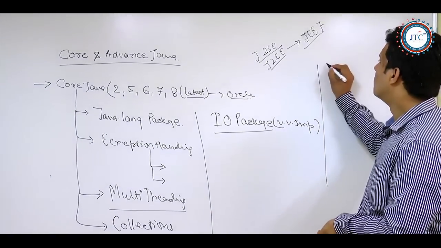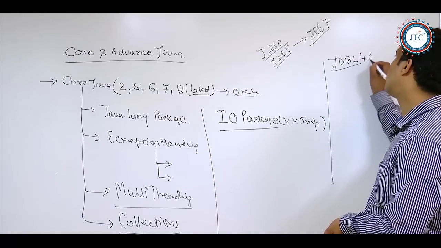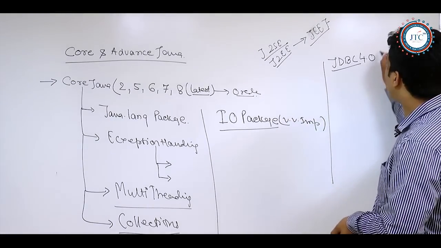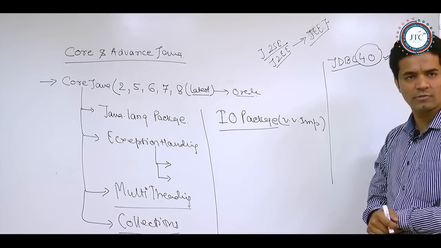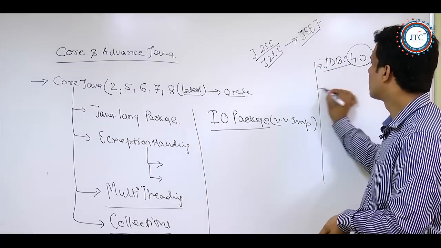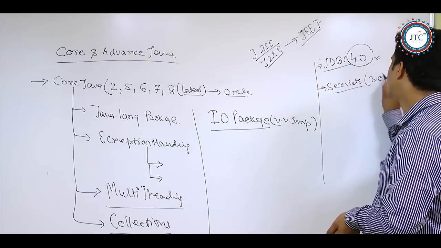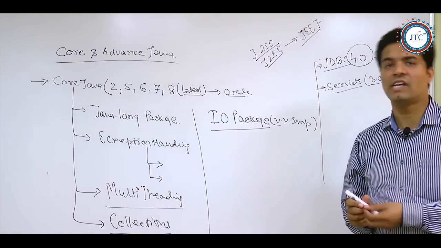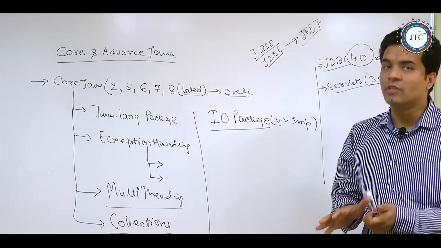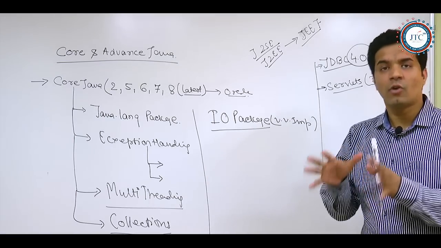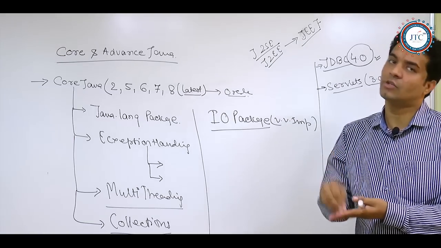So in that we'll be discussing JDBC, Java Database Connectivity, that is the 4.0 API. It's very important, what we are going to discuss in these versions like 4.0 or the corresponding version. Then again, servlets, that is 3.0. Previously we were studying servlets on the basis of XML. Now we are studying servlets on the basis of annotation. So we will be seeing both concepts. One is XML based and the second one is annotation based.